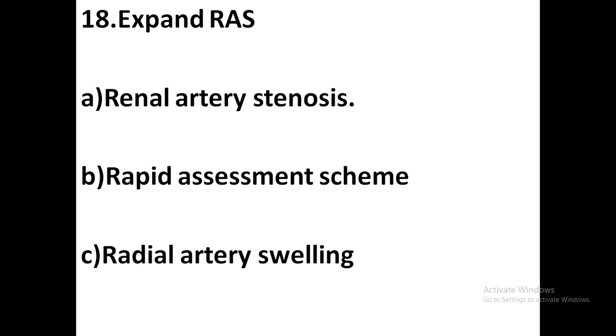18th one, expand RAS. Option A, renal artery stenosis. Option B, rapid assessment scheme. Option C, radial artery swelling. Answer, option A, renal artery stenosis.